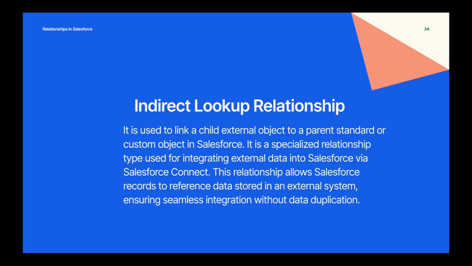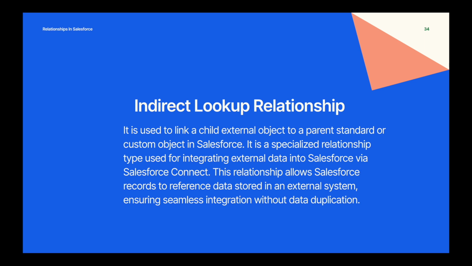Indirect lookup relationship is used to link a child external object to a parent standard or custom object in Salesforce. If you read this line again, you will understand that it's just the opposite of the external lookup relationship. In external lookup relationship, we have an external object as a parent and whatever object we have on the Salesforce side as a child object. But in indirect lookup relationship, we will be considering the external object as a child and the parent object as whatever is present in Salesforce.